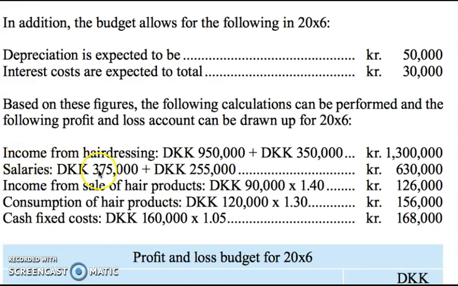So, as you see, income from hairdressing is 950,000 plus the 350,000 I mentioned before. Salaries are 375,000 plus 255,000, which equals 630,000. Income from sale of hair products is 90,000 multiplied by 1.4, which gives us a total of 126,000. Consumption of hair products is 120,000 multiplied by 1.3. Cash fixed cost is 160,000 multiplied by 1.05, which equals 168,000.